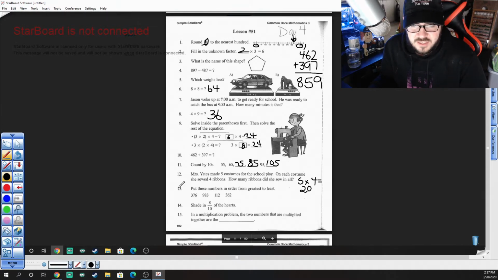Okay, put these numbers in order from the greatest to the least. So greatest first, least last. They all have a ones place, but they also all have a tens place, and they also all have a hundreds place. So we'll start with the hundreds place. I see a 3, a 9, a 1, and a 3. So we're going to be careful with the 3s, but I know that 9 is going to come first. I'm just going to put a 1 here to show you. This is first.